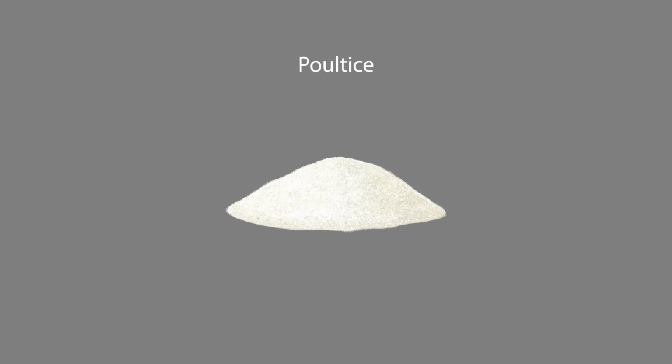In this video, a general definition of pastes is given. Also, it is explained how these are prepared and used in paper conservation. A paste is a type of poultice. The term poultice refers to a solid which has been soaked with solvents.